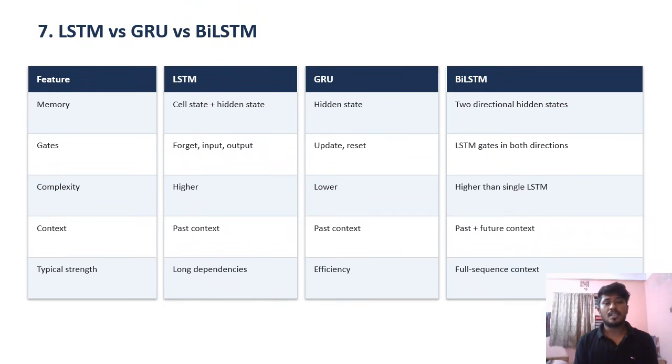In LSTM, the context is past context. In GRU, the context is past, but in bidirectional LSTM, the context is past plus future context. The efficiency of LSTM is in long dependencies. In GRUs it is computational efficiency, and in bidirectional LSTM, full sequence context.